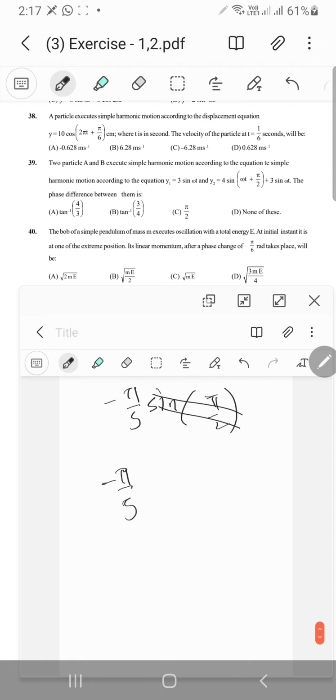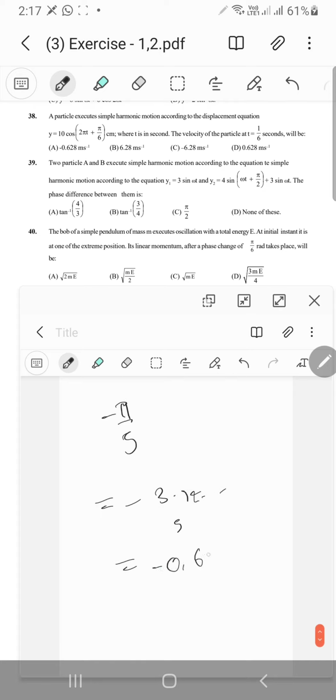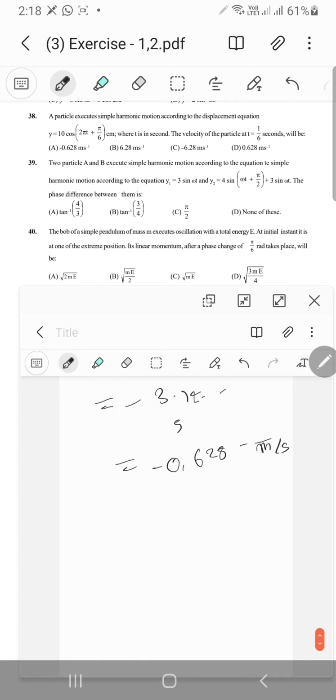Velocity, I think they want it as a vector. So this is gonna be minus 3.14 something upon 5, which is like minus 0.628, something like that. Yeah, meter per second. There we go.